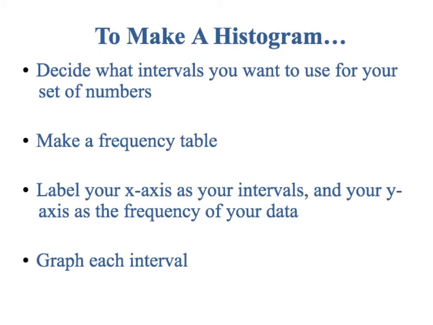Alright, to make a histogram, you're going to decide what intervals you want to use for your set of numbers. So you're going to decide what numbers you want to put on each bar on the histogram. And your intervals need to be the same. So depending on your data, you can go by ones, fives, tens, hundreds. It depends on what your list of numbers look like. But once you pick an interval, it needs to be the same interval for every bar.